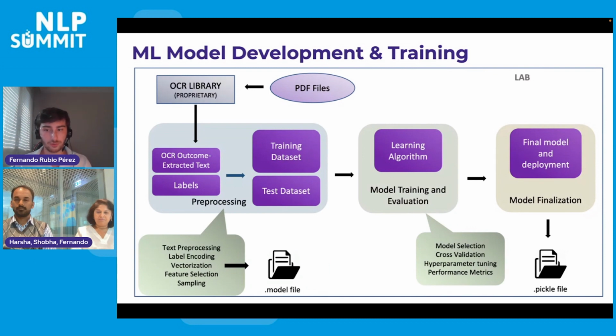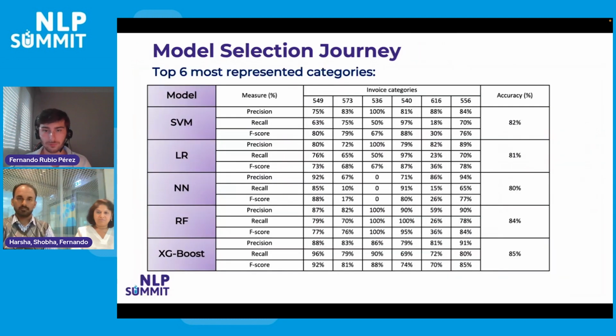So basically, here we are extracting a .pickle file that contains the trained model, along with the .model file for the model service, ready to use. And now, in the next slide, we are going to take a look at the different metrics of the different algorithms that we have been experimenting with.